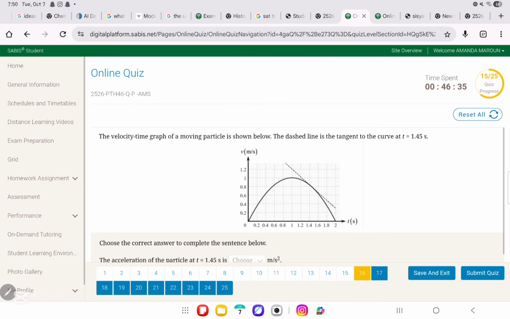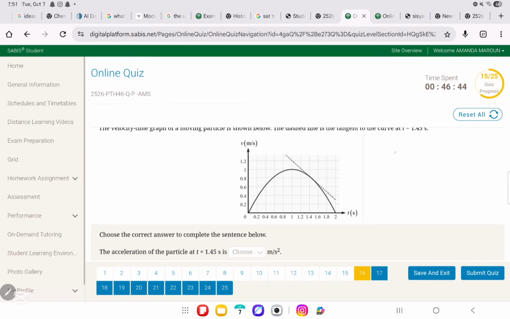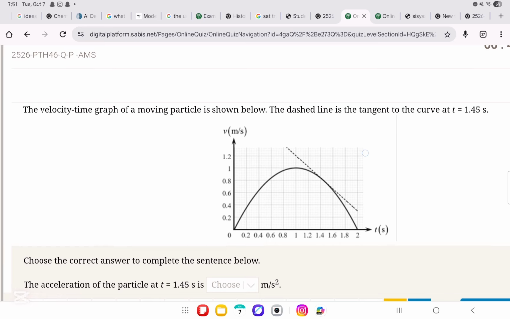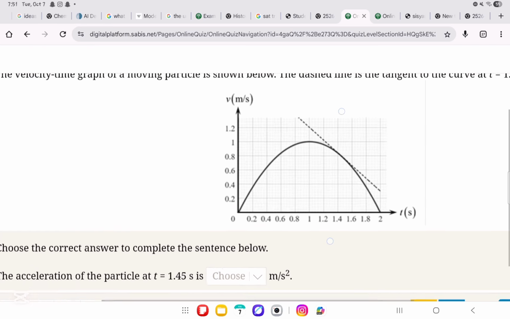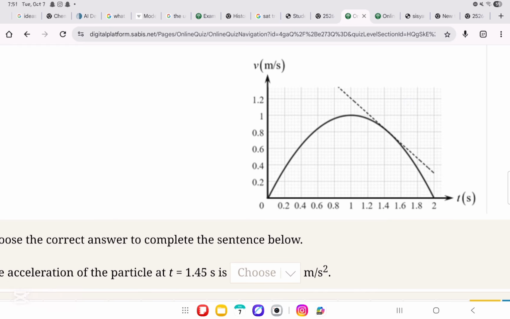Okay, question number 16. The velocity time graph of a moving particle is shown below. The dashed line is the tangent to the curve at 1.5. I remember they were not as nice in this question. They did not give us the points, so I got an approximate value, not the exact answer, and then I just took the nearest possible value. They want the acceleration of the particle at time t, meaning they want the instantaneous acceleration. So at time t, which is 1.45, they drew the tangent for us.